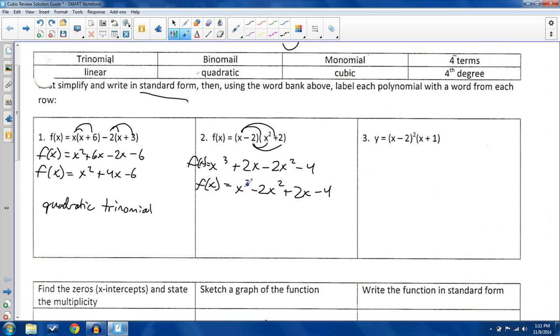This is a cubic because its leading term is x cubed, and it has 4 terms. We just call this a 4-term polynomial. After trinomial, you kind of no longer get fancy with the words.